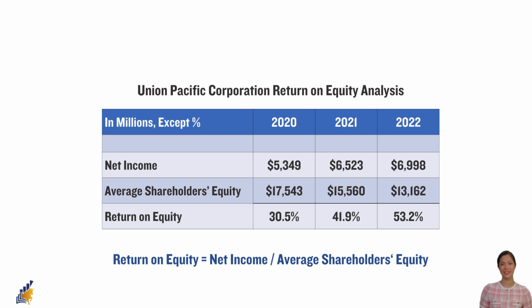In 2020, Union Pacific's return on equity was 30.5%. In 2021, it increased to 41.9% and then increased again to 53.2% in 2022. That's a very high return on equity for a company with a cost of equity somewhere between 10 and 12%.